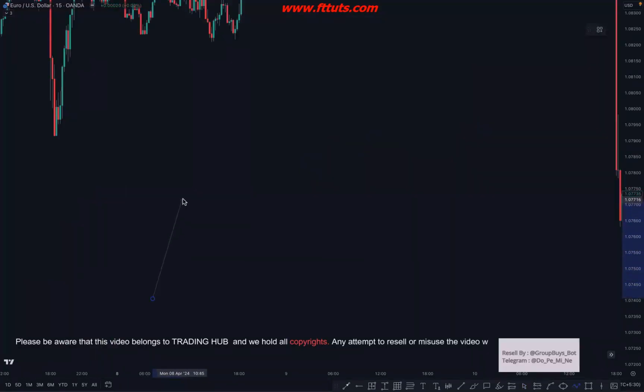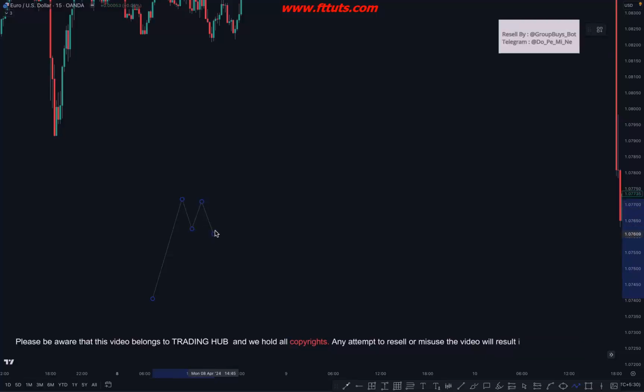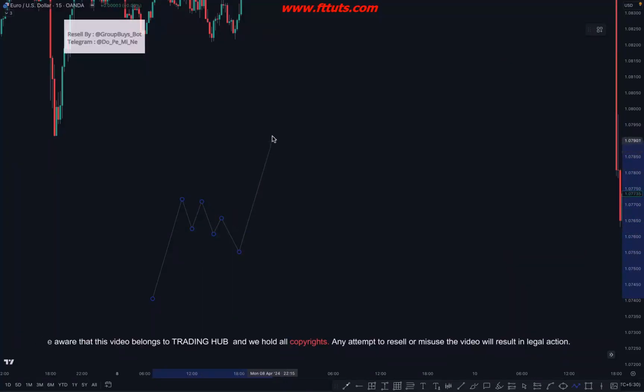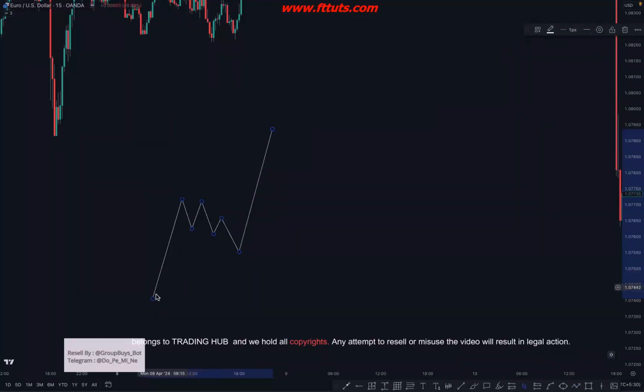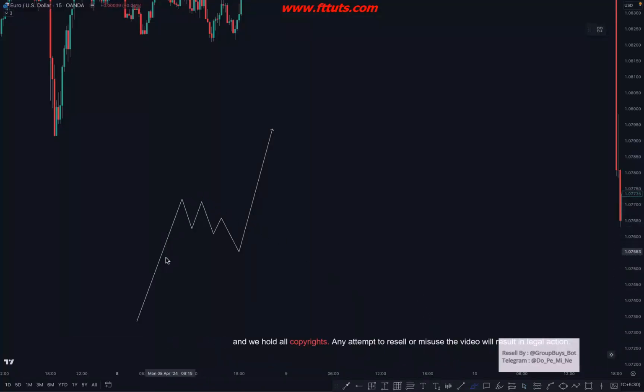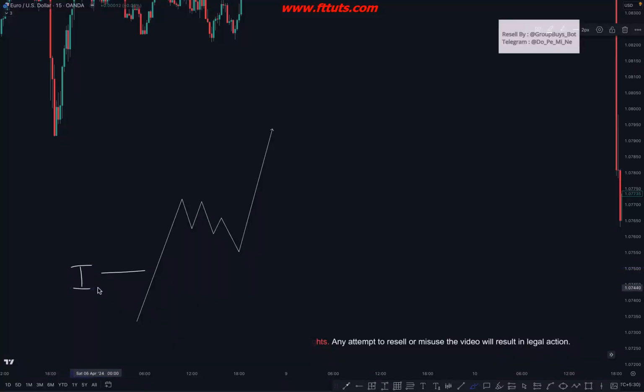For example, if market momentum is bullish, then what happened here? Market creates a small pullback, and then we are looking for continuation to the upside because market momentum is bullish. This is our impulsive move here, right?